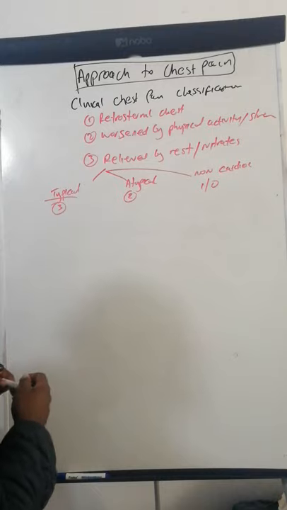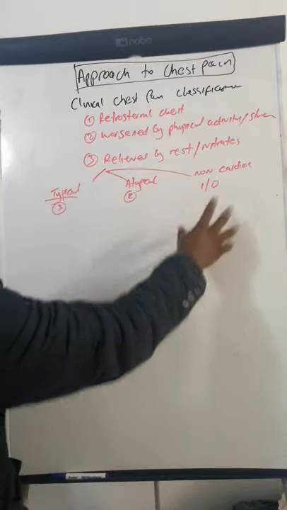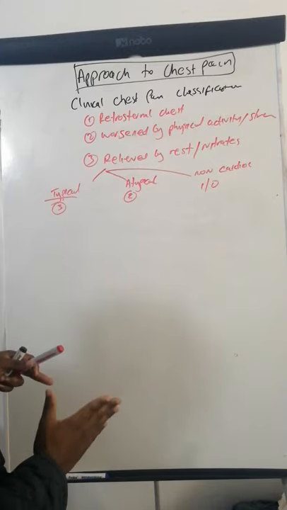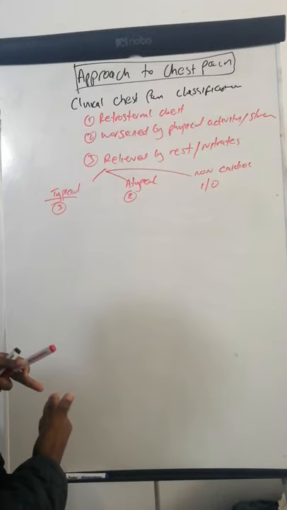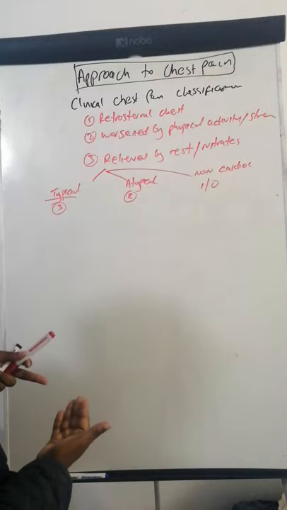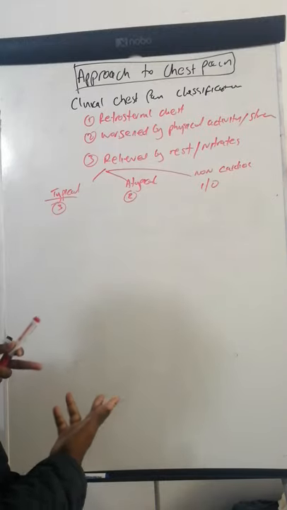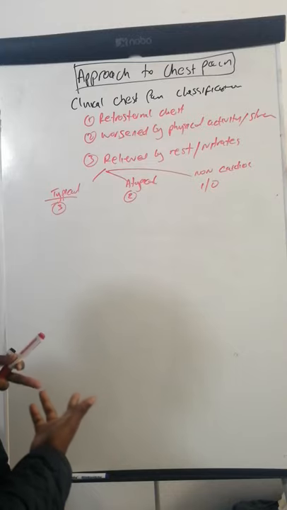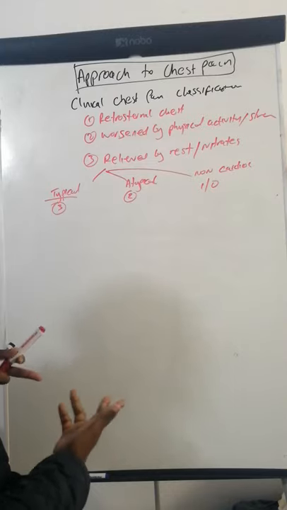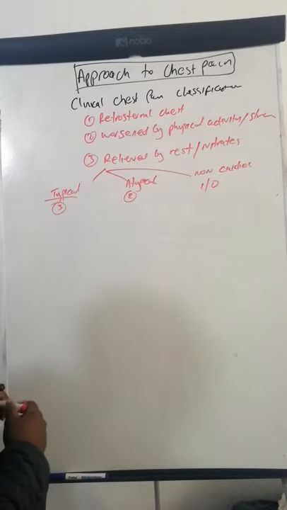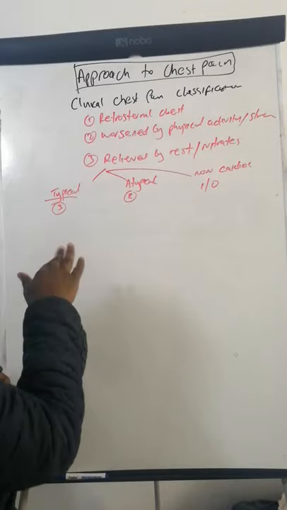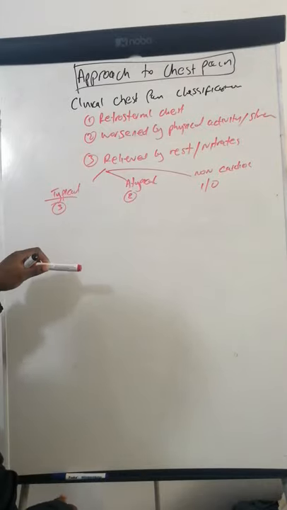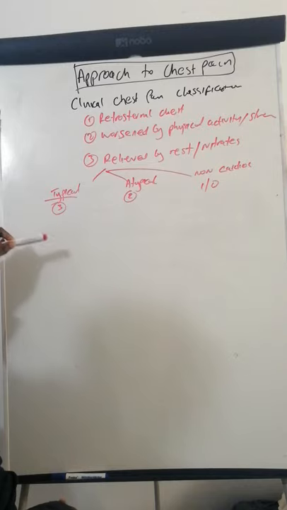So once it's non-cardiac, it means now you can start entertaining non-cardiac chest pains that will still kill your patient. Now, if it's non-cardiac, you look at musculoskeletal problems, you look at GIT problems, you look at lung pathologies, all those things. That's when it's non-cardiac. But if it's typical, you're going to run straight, do a quick examination and see if you don't need to resuscitate a patient.